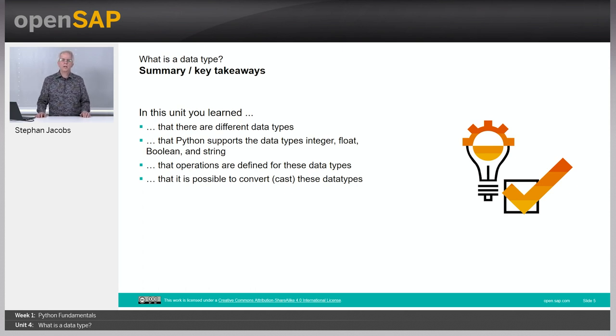So, what have you learned in this unit? There are data types, and you have to be aware of data types, because the operations you can run depend on the data type of the variables you have. Python supports four primitive data types, which are integer, float, boolean, and string. And there are casting operations, as you could see, which, for example, help you to convert an input, which is of data type string, into an integer. However, not all types of conversions are possible.